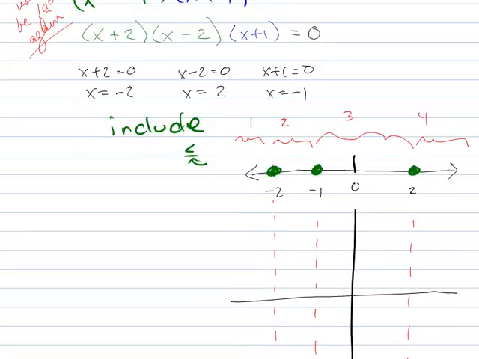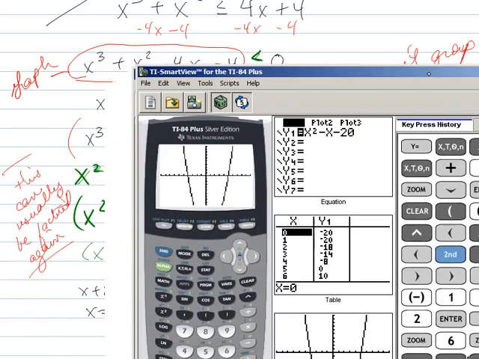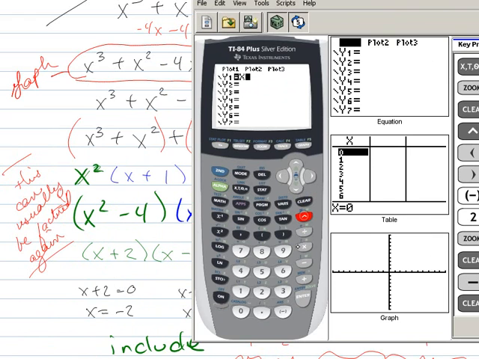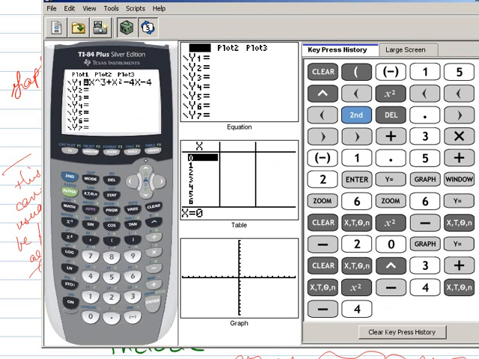So what am I going to graph? Remember, I'm going to graph everything on one side of the inequality. So I'm going to graph x cubed plus x squared minus 4x minus 4. Is that really right? Minus 4. Yay! And I'm going to graph it. And it looks like that.